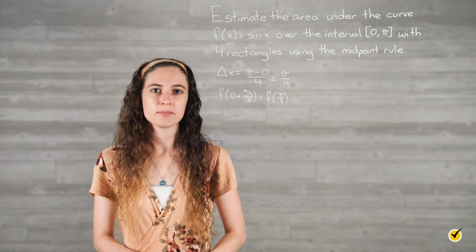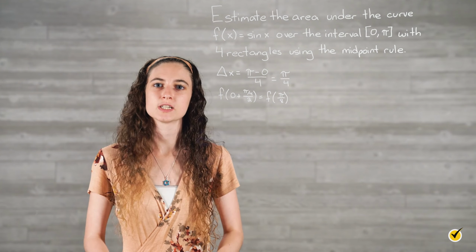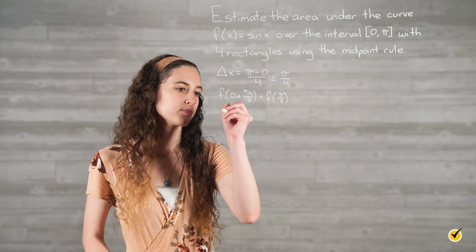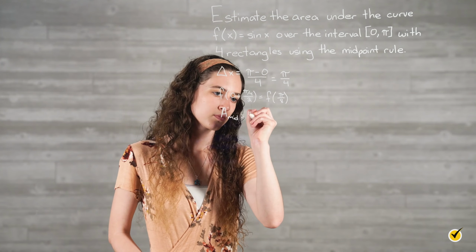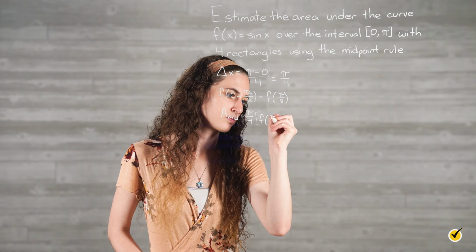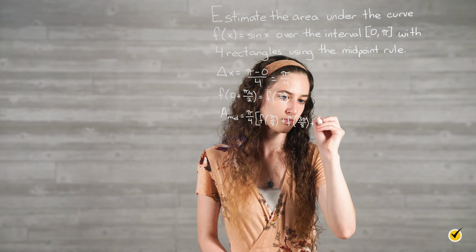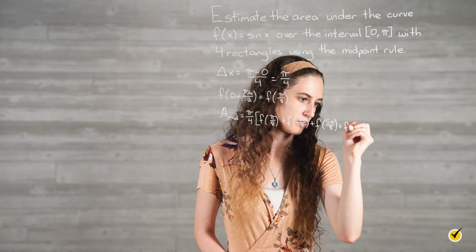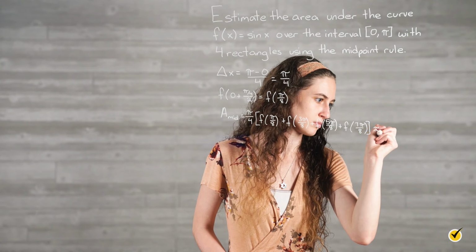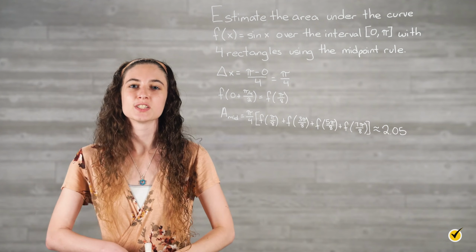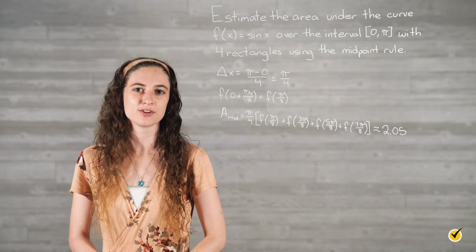After that, each height measurement is change in x away. So our entire approximation looks like this. So our approximation is approximately equal to 2.05.